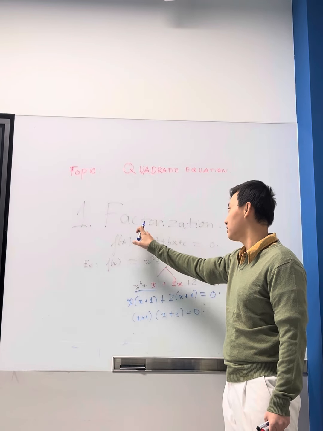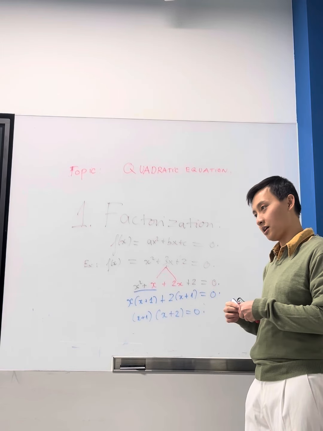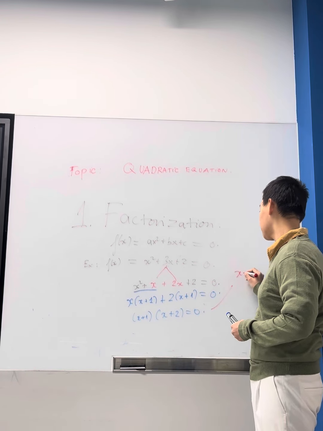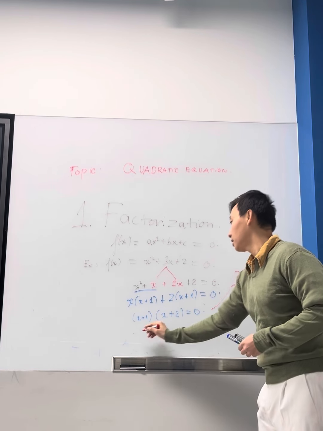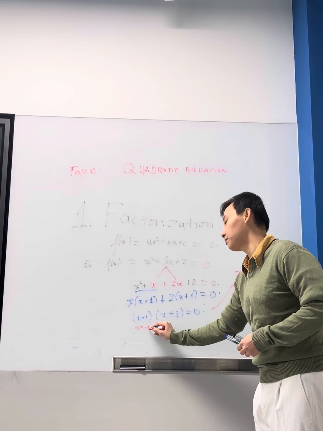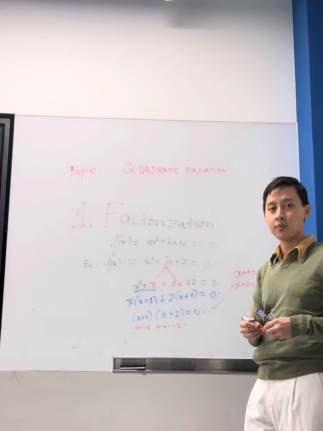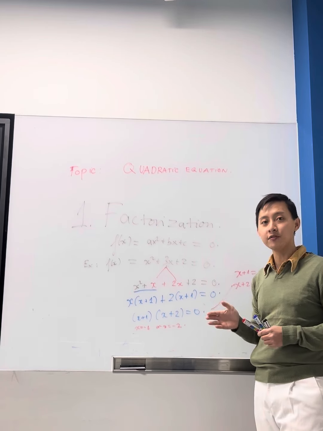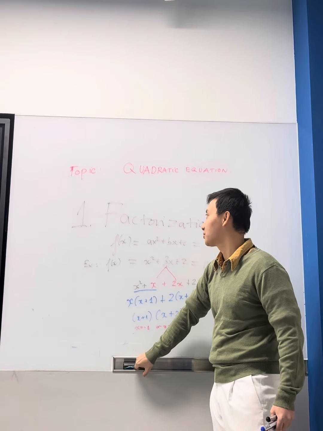So we apply the null factor law. From now, if we calculate it, it turns out that x plus 1 equals 0 or x plus 2 equals 0. When x plus 1 equals 0, x equals negative 1, or x equals negative 2. This is how we can use factorization to solve the quadratic equation. Okay, you get it? So take time to practice.